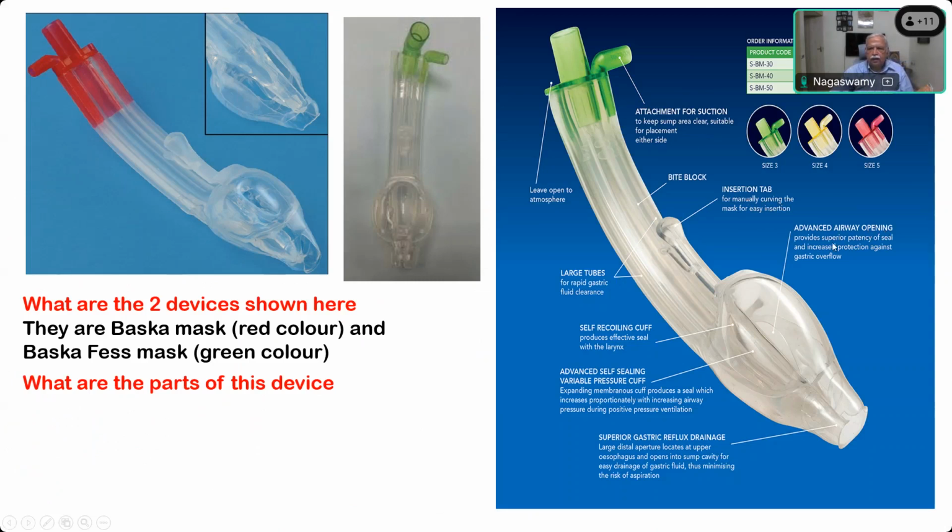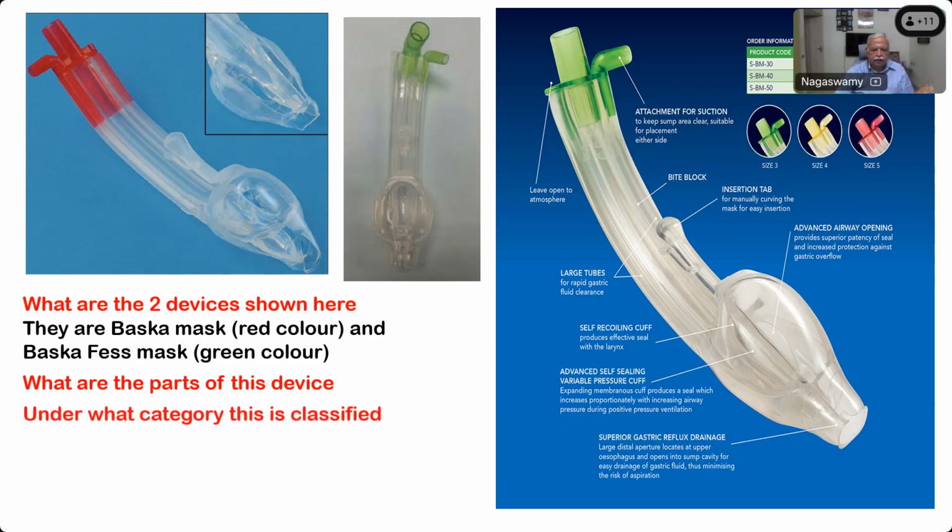This is the advanced airway opening, and self-recoiling cuff. So the cuff will automatically position itself. You don't have to inflate it. Advanced self-sealing variable pressure cuff. There is another advanced self-sealing variable pressure cuff, and superior gastric reflux drainage port. So these are all the parts that you have to mention here.